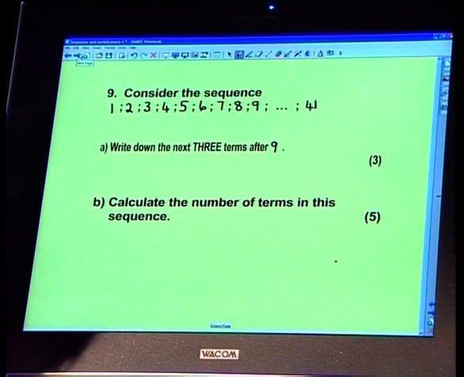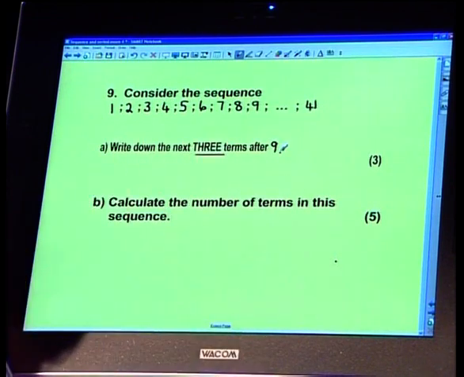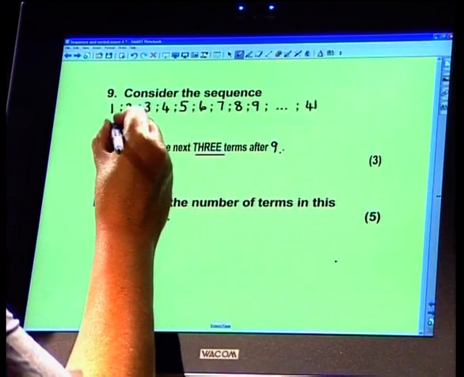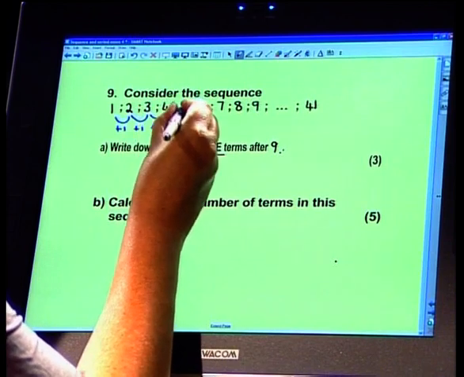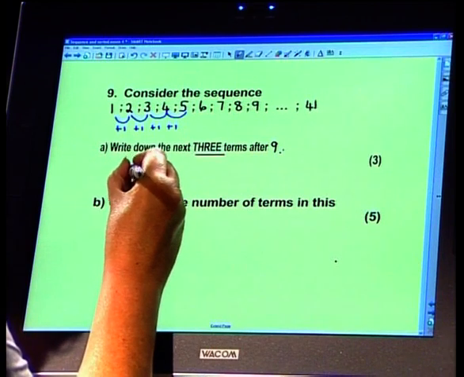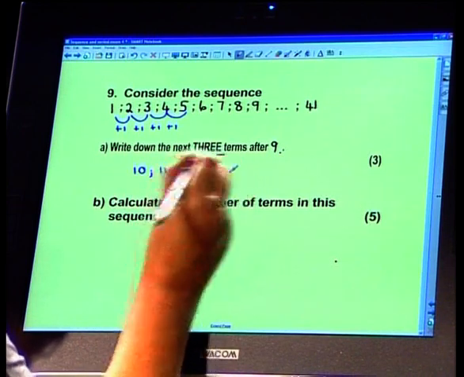Right, next question. They say, consider the following sequence: 1, 2, 3, 4, 5, 6, 7, 8, 9, and so on to 41. They ask you to write down the next 3 terms after 9. Now, all you have to do is establish what kind of thing is going on here. So let's take our blue pen and mark it in. What's happening to move from here to here? We are adding 1. To move here, adding 1. Here, adding 1. Here, adding 1. We can be pretty sure that's how this sequence is behaving. So after 9, the next term would be 10. The next one would be 11. And the next one would be 12, etc.